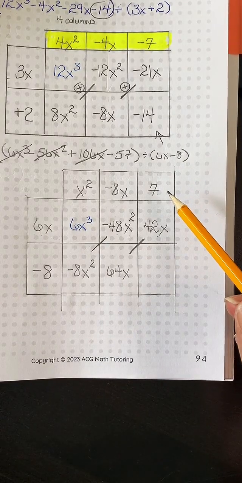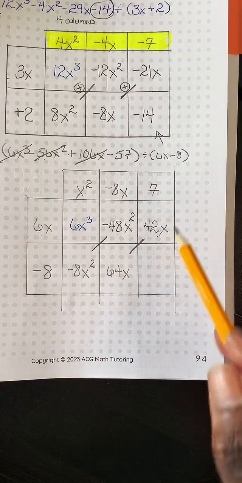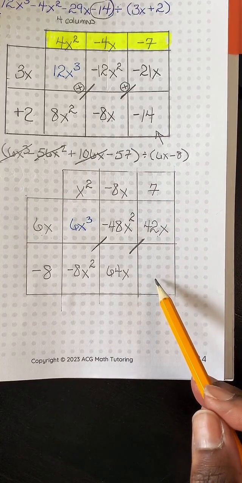So yes, it is a 7. So now, what goes inside of this box?